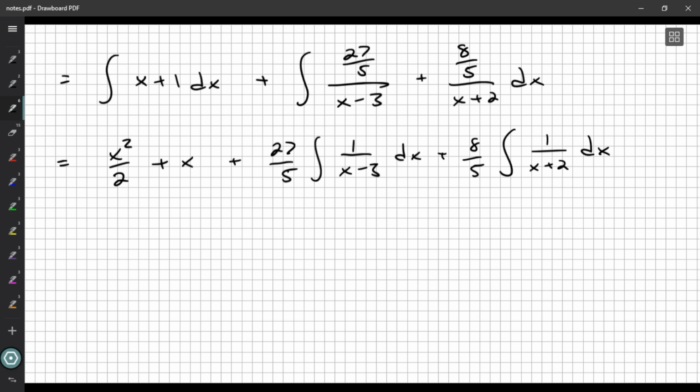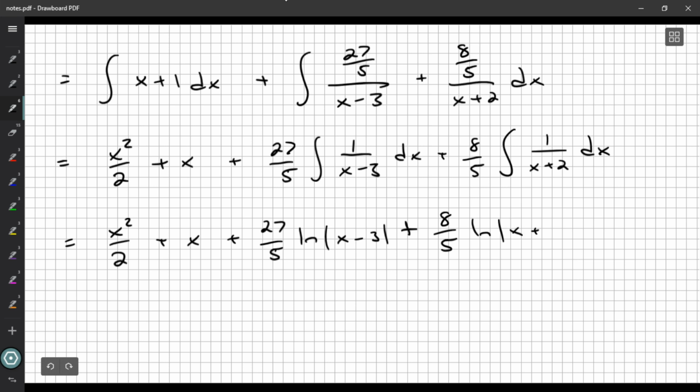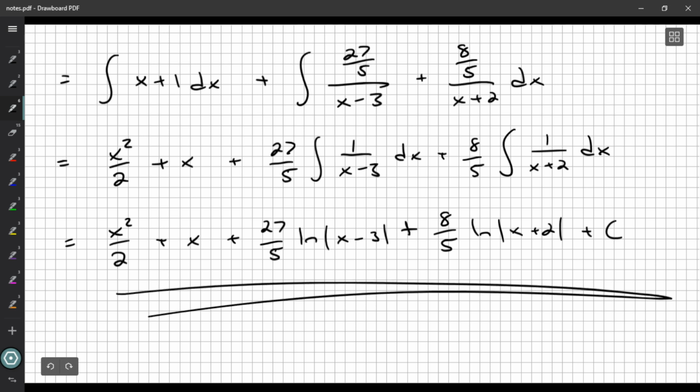Alright, now it's just a quick question of, can we integrate these? And absolutely we can. We can treat them as some of the building blocks we've seen, or we can just go ahead and do something like a substitution. And there is our final answer. X squared over 2 plus x plus 27/5 ln|x minus 3| plus 8/5 ln|x plus 2|. And we never ever forget our plus C.